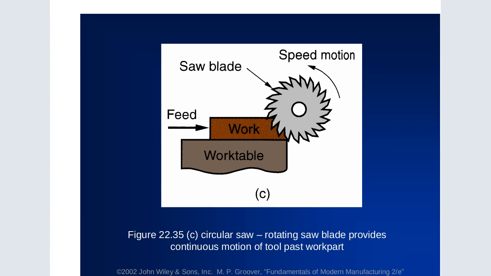Another type is a rotational tool. You can see now the saw blade is there and it is circular.